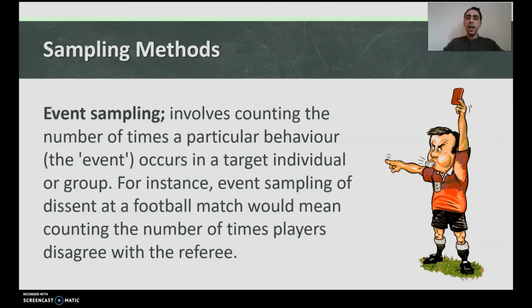Event sampling involves counting the number of times a particular behavior or event occurs in a target individual or group. If we were to use our example of the baby and the facial expressions, every time the baby smiled, there you go, it smiled. Every time the baby frowned, I'm tallying every time they do that. Another instance could be this: event sampling of dissent at a football match would mean counting the number of times players disagree with the referee. So every time it happens, you record that data. That's an example of event sampling.